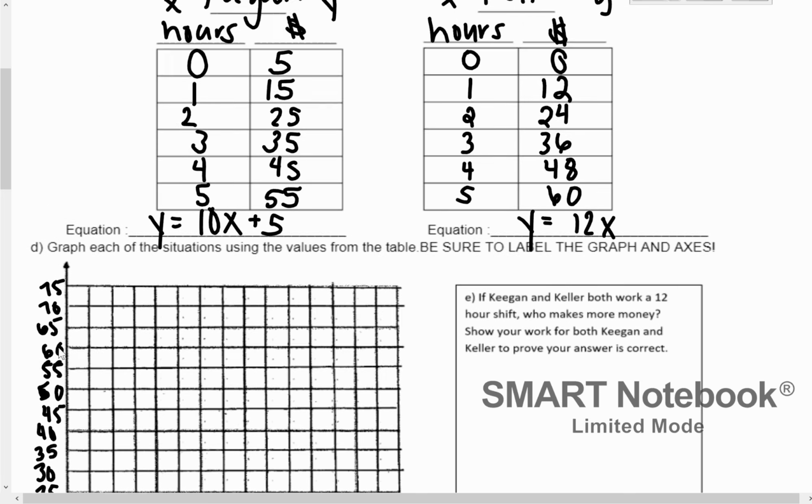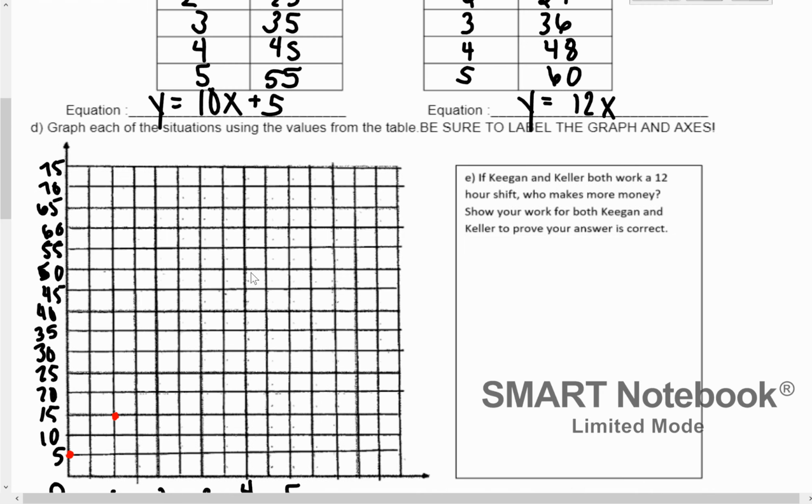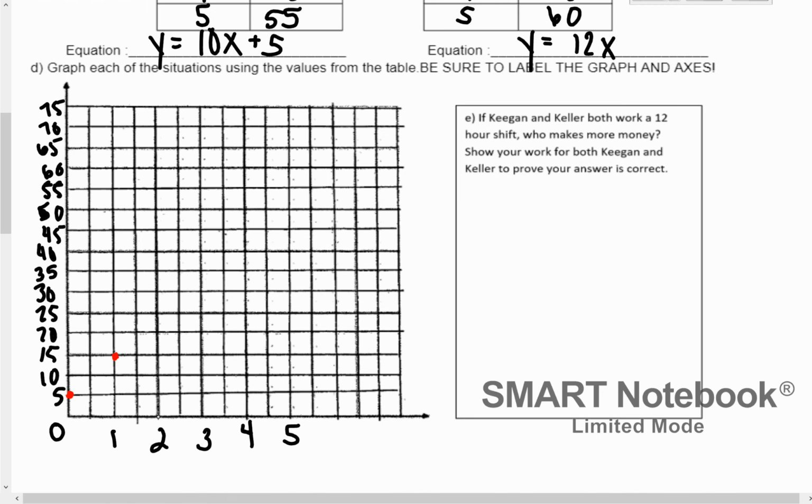At 1, we should go to 15. At 2, we should go to 25. At 3, it's going to be 35. 4, 45, and 5, 55. We're then just going to connect those dots for Keegan's line.